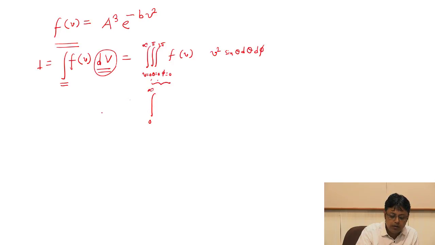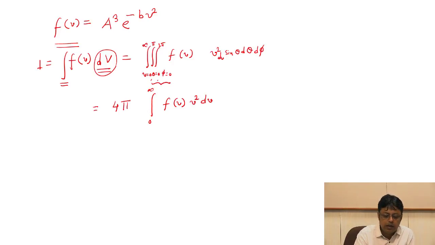So let me write the other values. The integration over theta and phi gave 4 pi, and then there was a v square and a dv. We have f of v square dv that we are going to evaluate, and that should be equal to 1. Now f of v is a cube. A cube we can also keep out of the integration: 4 pi a cube, and then e to the power minus bv square into v square into dv.